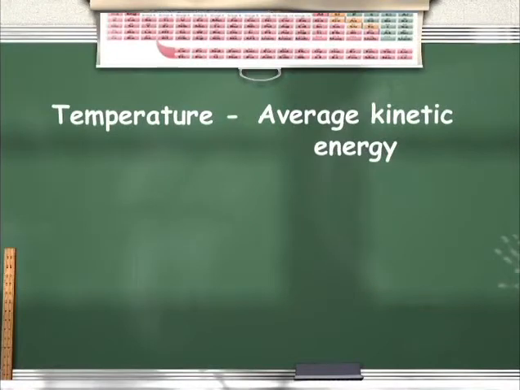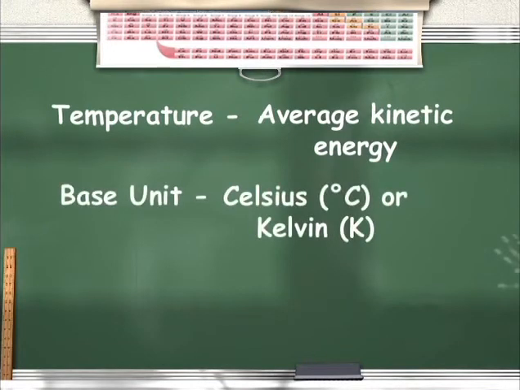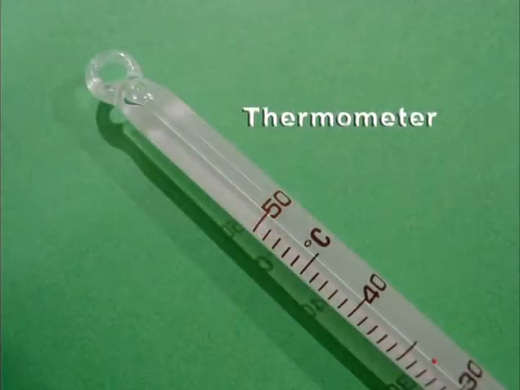Temperature is defined as the measure of the average kinetic energy of a substance. The base unit for temperature is Celsius temperature, abbreviated with a degree sign and an uppercase C, or Kelvin temperature, abbreviated with an uppercase K. In class, temperature will be measured using a thermometer.